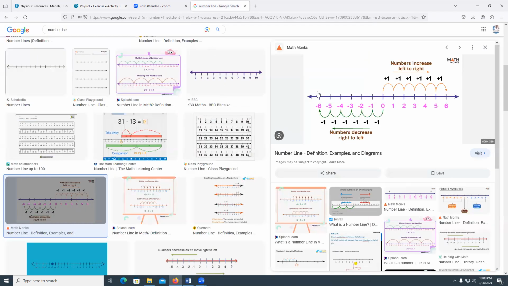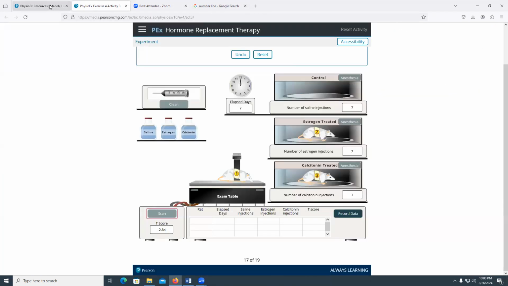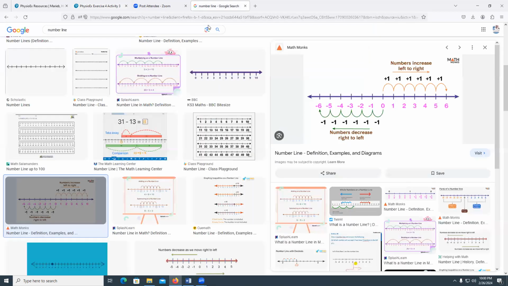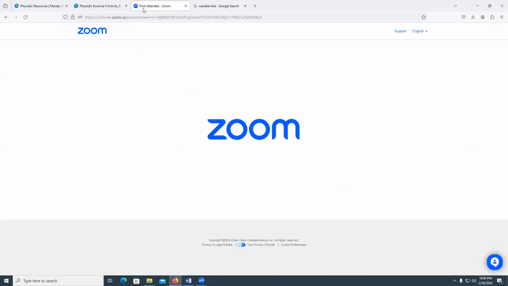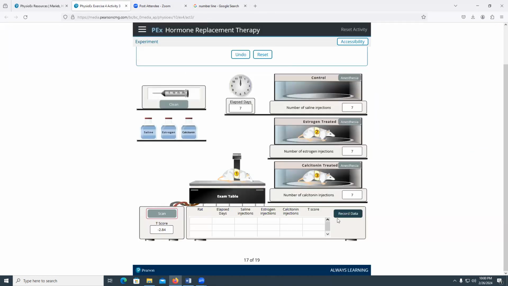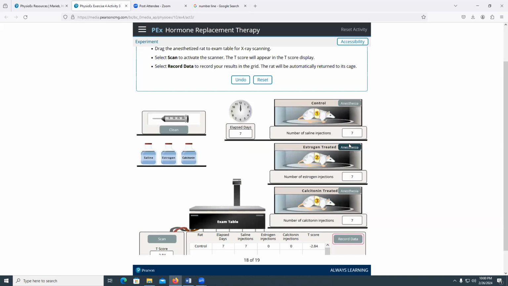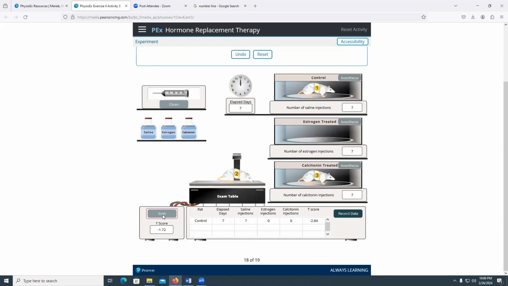Negative 2.84 right here, almost negative 3. Record data. Then anesthetize the second rat. Scan. Record data.